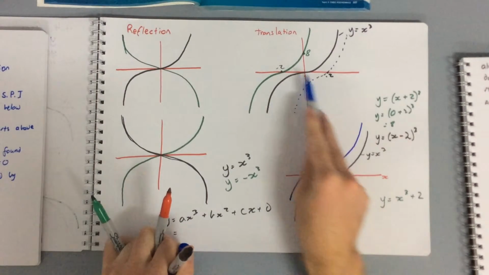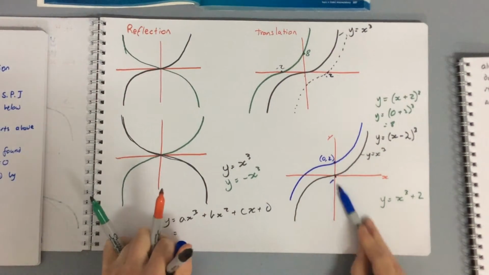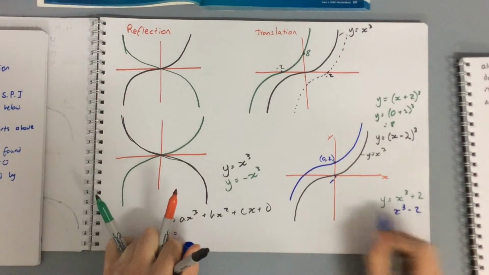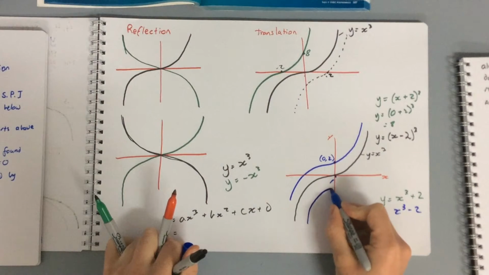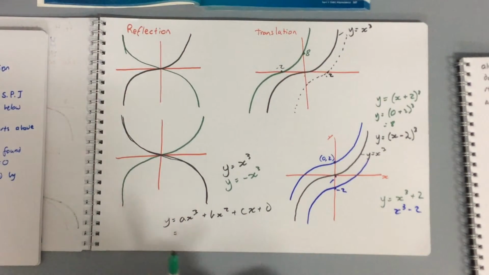Inside the brackets moves it left and right. Outside the brackets, or outside the cube, moves it up and down. So if that was x cubed take 2, we'd move it down 2 spots, at minus 2. So that's translations for the moment.